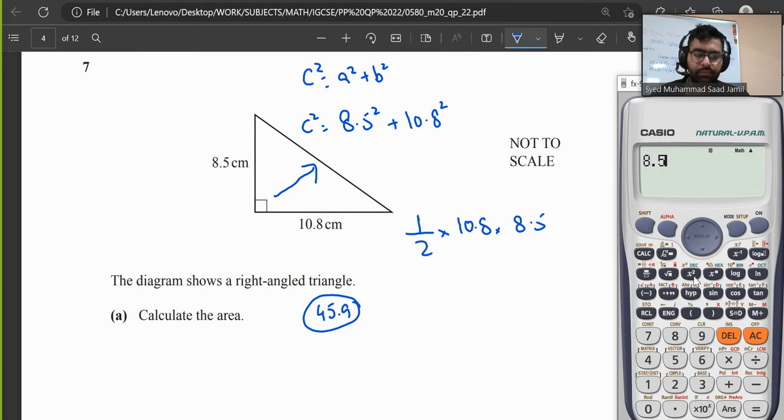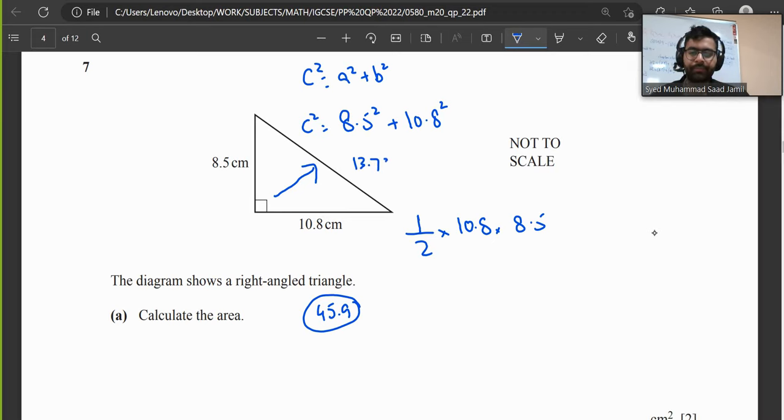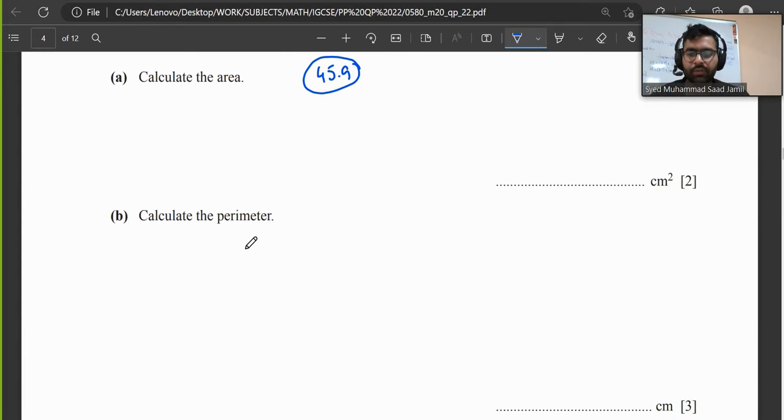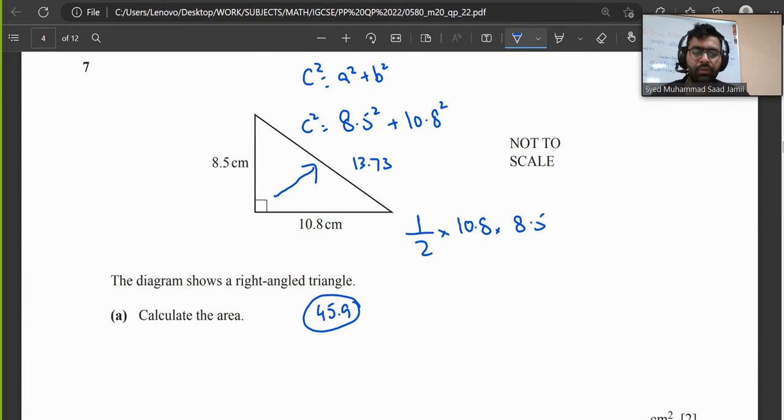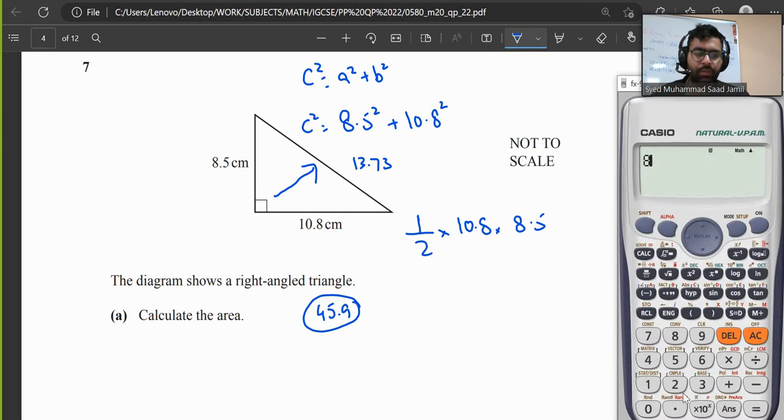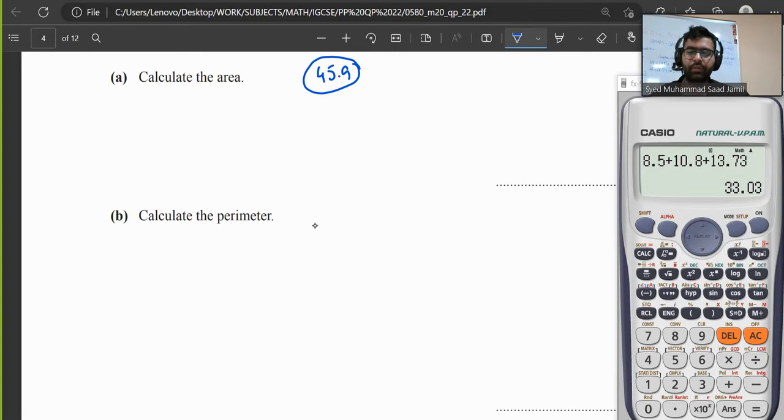8.5 square plus 10.8 square. So this turns out to be 188.89, and then you underroot it. So it's 13.73. That's not where you stop. Since the question was asking you to calculate the perimeter, you would add all the sides up as well. So 8.5 plus 10.8 plus 13.73. This is 33.03. So that would be your answer. So we will just write 33.03.